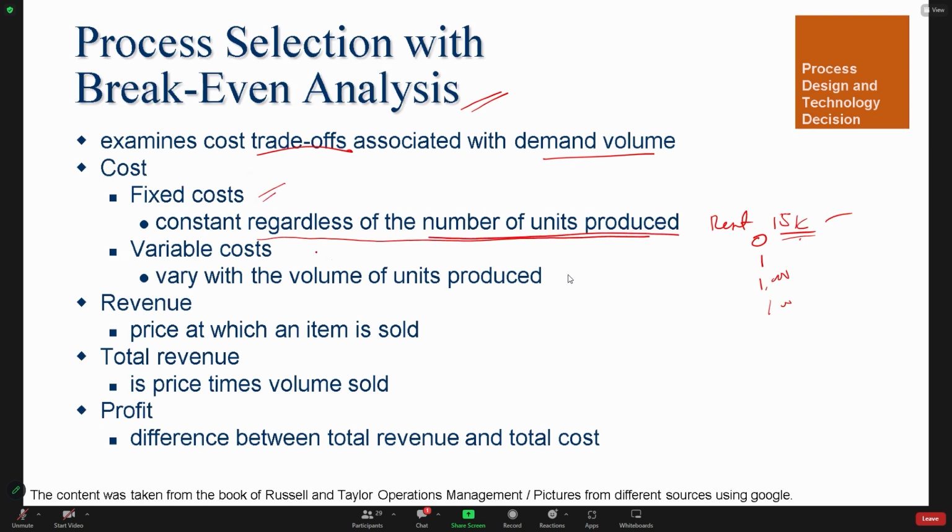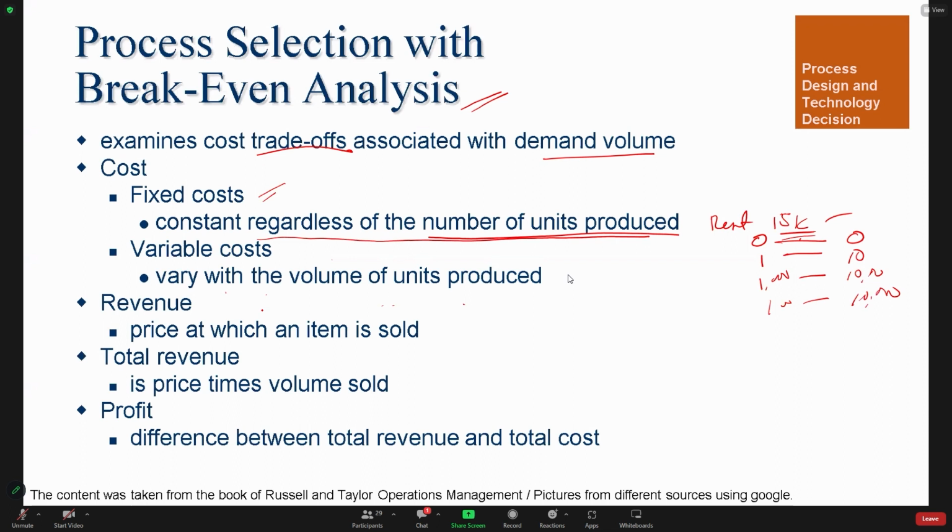Pag variable cost, it varies with the volume of units produced. Pag wala kang ginawa, wala kang cost, variable cost. Pag meron kang ginawa, 10 piso. Pag 1,000 ginawa mo, 10,000. Pag 1,000,000, okay, 10 million ang variable cost mo. Okay? Kasi 10 piso ang isa.